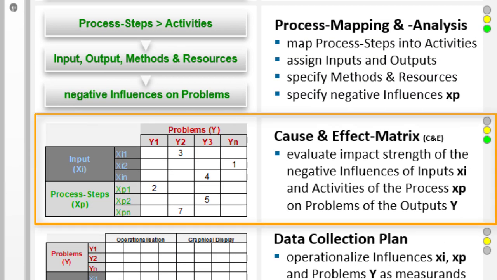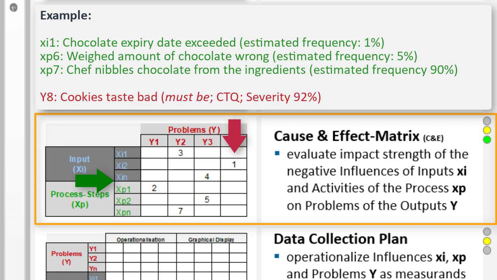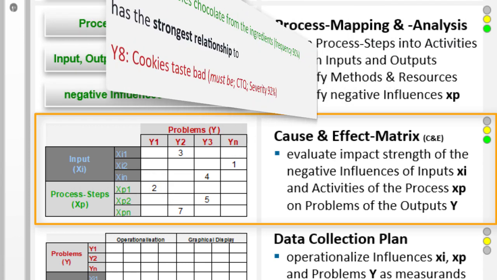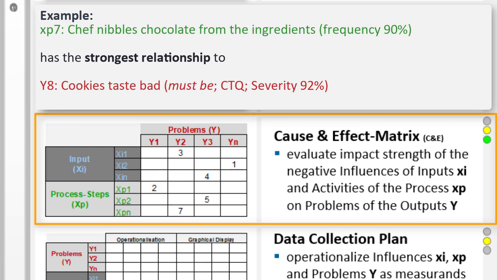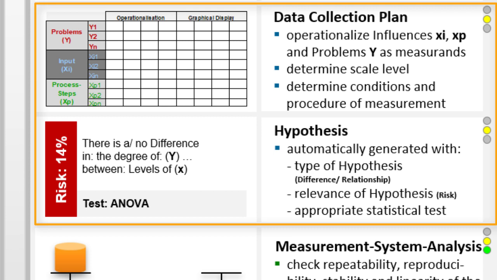The cause and effect matrix prepares these hypotheses. In the rows of the matrix, all detected influences from the input and the process are contrasted to the columns with all identified problems. Experts now rate the degree of relationship between all influences and all problems. The result is a ranking of all influence-problem relationships according to their strength. At least it is your decision which of the evaluated X-Y relationships should be statistically investigated.